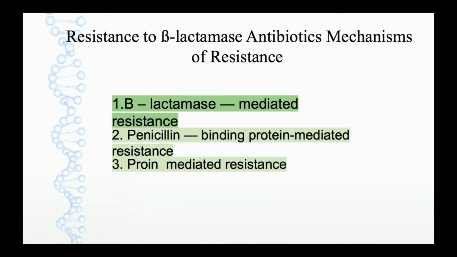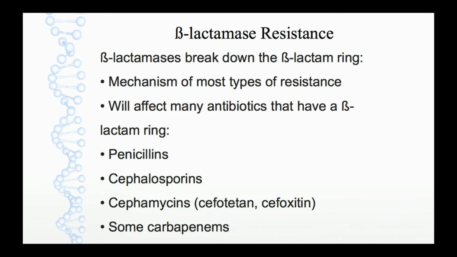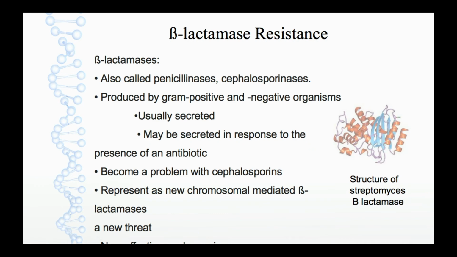How is it that we get resistance to these antibiotics? There's three major ways. First, there's beta-lactamase mediated resistance. Now what is beta-lactamase resistance? Beta-lactamases are enzymes within the bacteria itself that actually break down that beta-lactam ring. If you think about it, it's kind of like warfare. The mechanism of most types of resistance occurs through beta-lactamases. They break down the very antibiotic that's supposed to be killing them. This will affect many antibiotics that have a beta-lactam ring, so this includes the penicillins, the cephalosporins, some of the cephamycins, and other carbapenems.